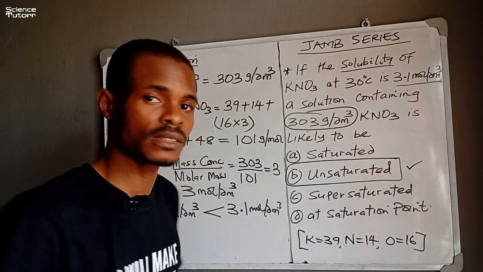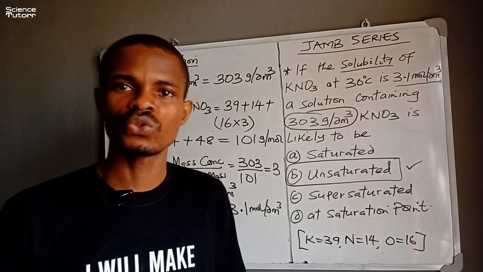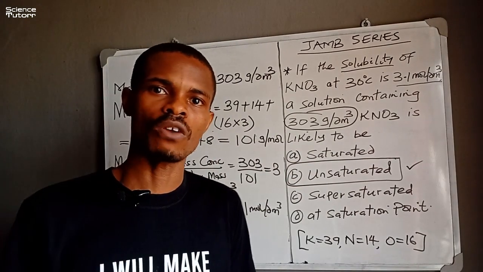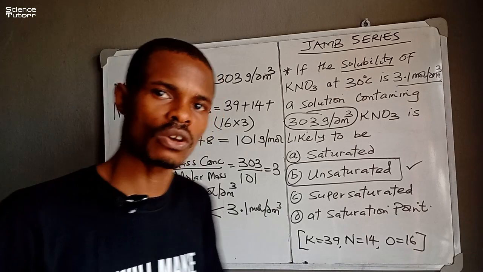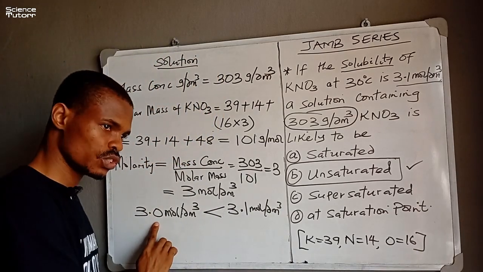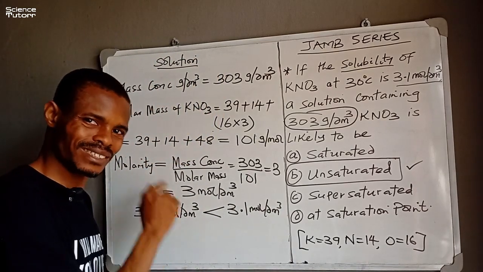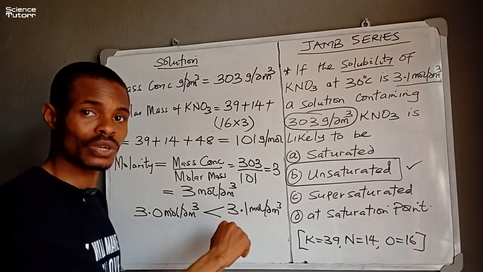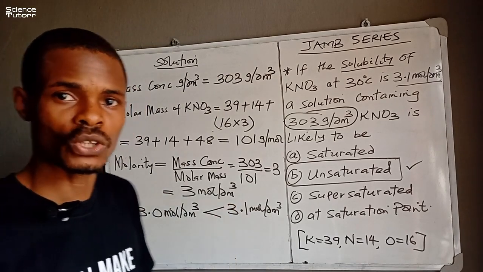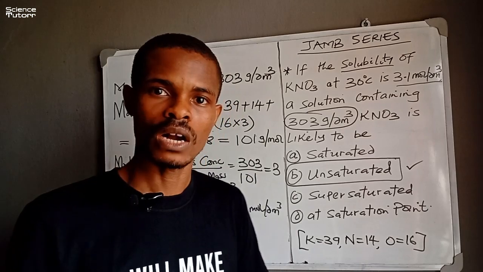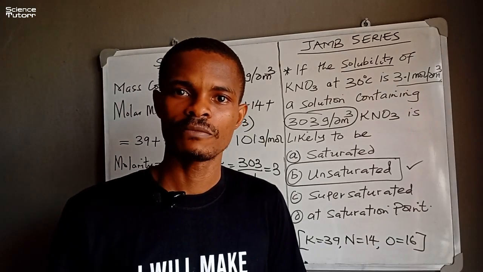It simply means that more solute is required to dissolve in the solvent. And so since we don't have enough solute in the solvent, the solubility is less than the actual value that is given. I'm sure this problem is helpful and we got value from it.